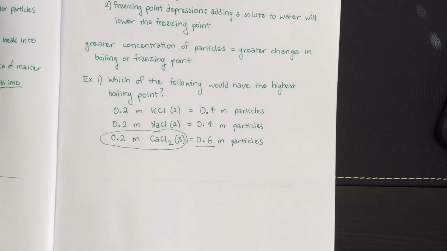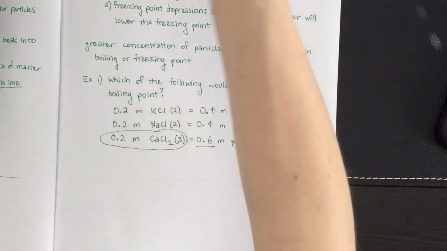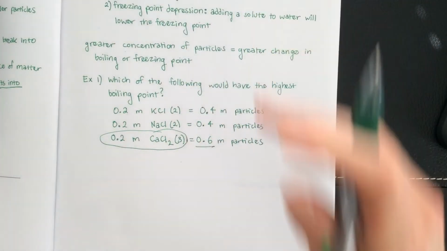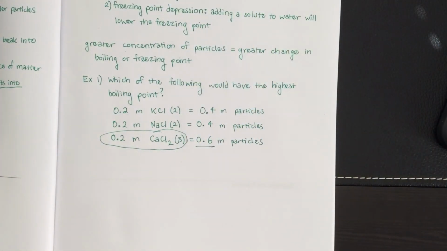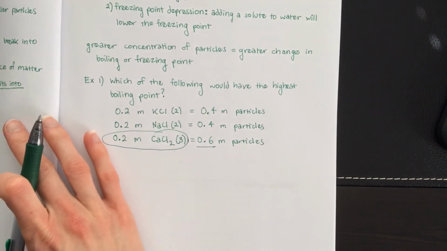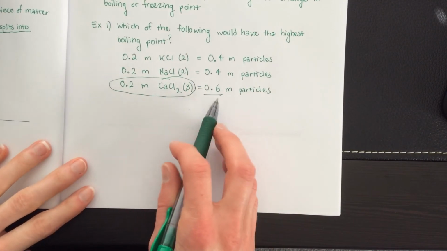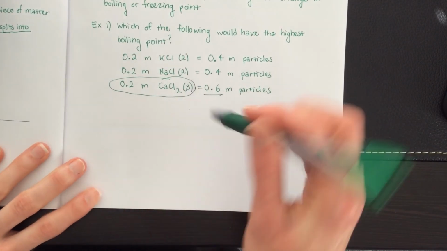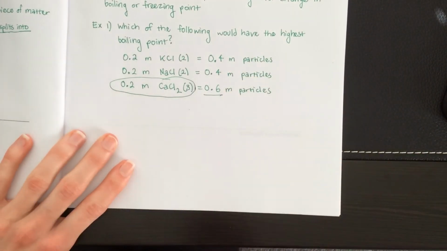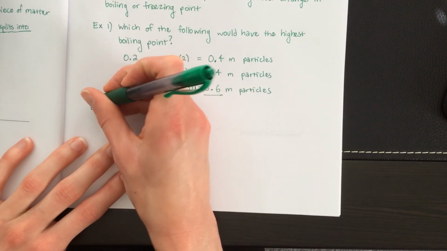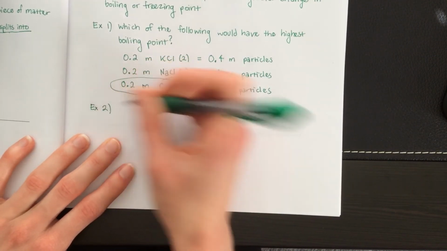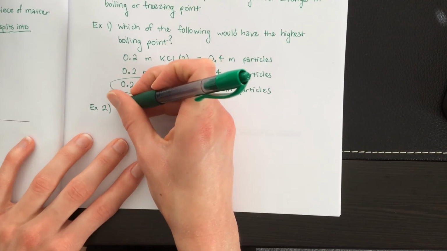Okay, I'm going to give you just one more example, and then we'll call it good and you can practice. Just so you know, if it's asking you for the highest boiling point, you look for the highest concentration. If it's asking you for the lowest freezing point, you also look for the highest concentration. All right, so we're going to do a freezing point one this time.